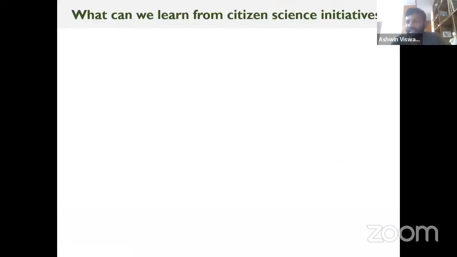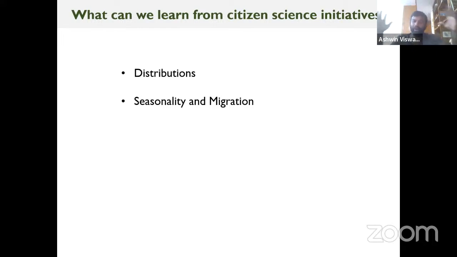What can we learn from citizen science? There are many things, there are many directions in which we can go, but I'll take you through a few of them. We can learn about distributions. Where are birds found? Right? And when are they found? We can learn about seasonality and migration. When do they arrive in the country? When do they leave? When do they come to a particular area? What are the routes they follow? And we can get broad global ideas of migration.